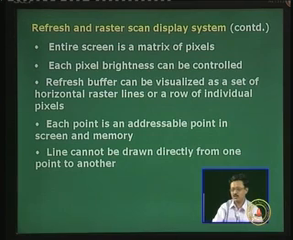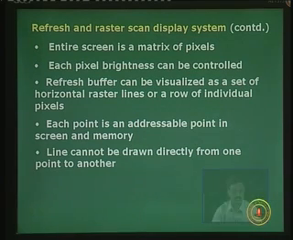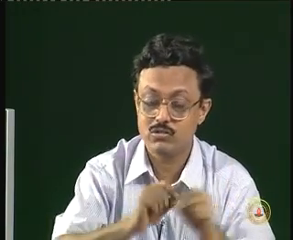A line cannot be drawn directly from one point to another. This is an interesting fact. We were not worried about points in the case of DVST or in the case of random scan. It was not our basic unit. We used lines and short strokes in vectored mode drawing in the case of random scan or DVST to draw lines or characters or whatever complex pictures you want.